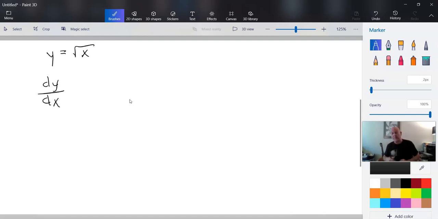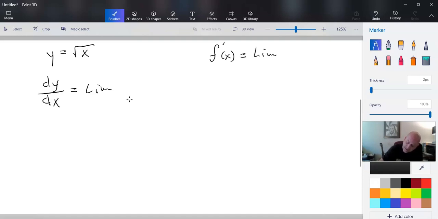Remember again, that's the derivative of y with respect to x. That's how we would say that. So dy/dx would be the limit. Oh, actually, let me give you the different definition. Here's another definition of f prime of x.